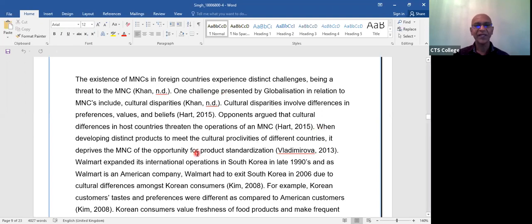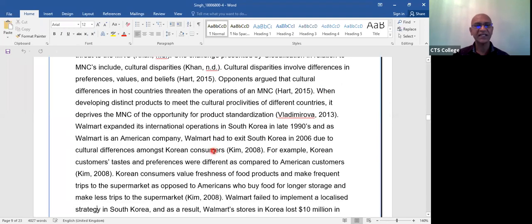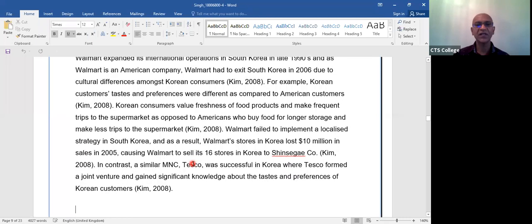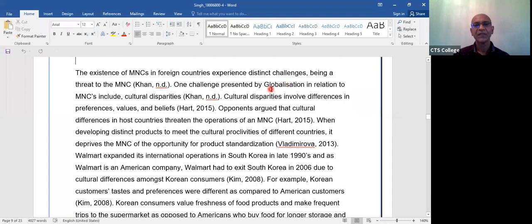So the student is arguing that it deprives the MNC of the opportunity for product standardization, etc., and so on. And all of this is really irrelevant. I would not even read it any further because you are not required to discuss impediments that globalization produces for MNCs. You are required to discuss the problems that MNCs create for host countries in the globalization process. So I would not discuss this point any further. It was really off track.